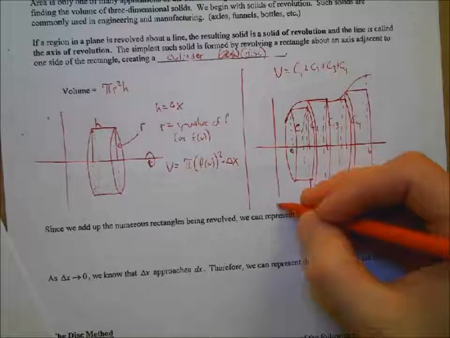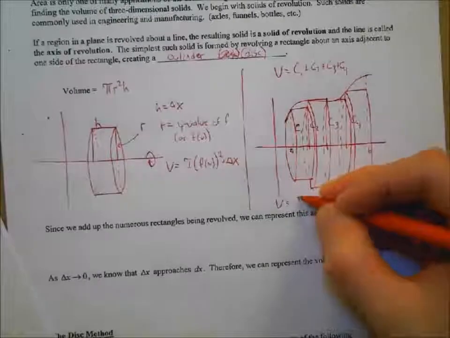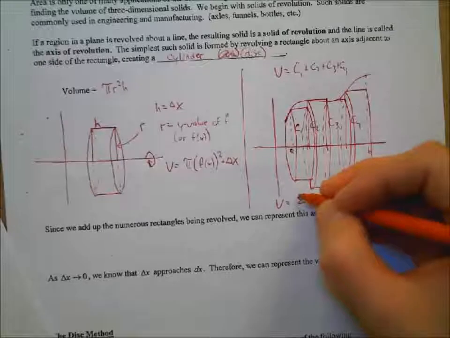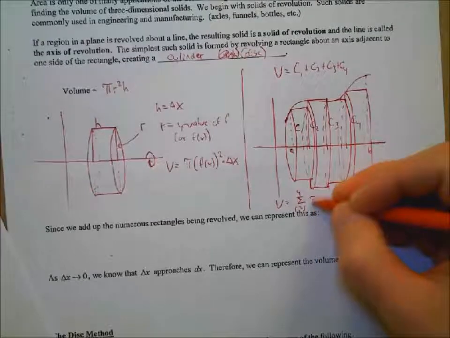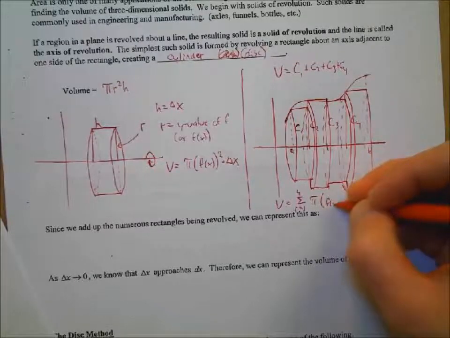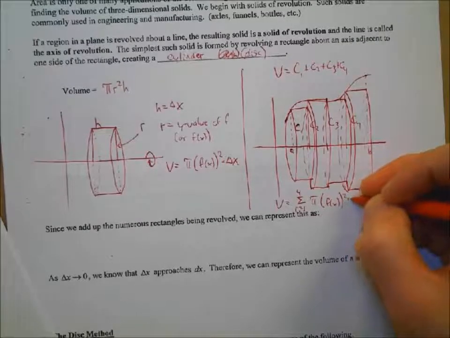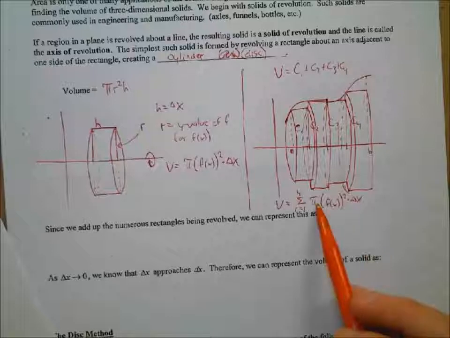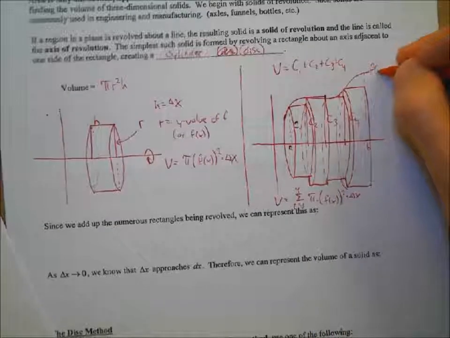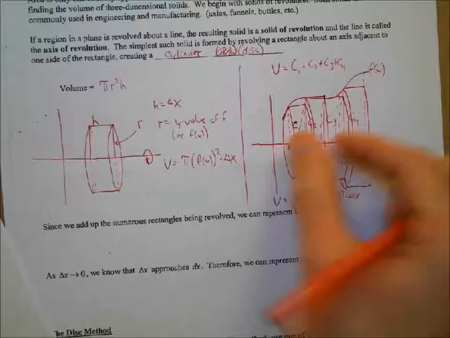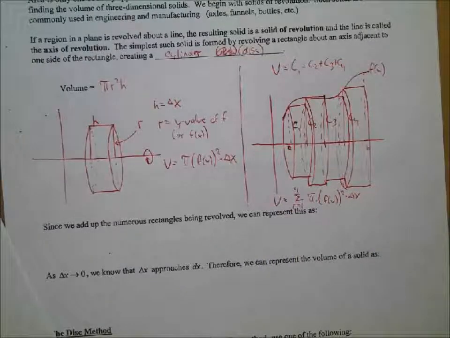Or in more fancy terms, we could say it's the sum, right? Sigma is for sum, from 1 to 4, of pi times f of x squared times delta x. Because again, it's pi r squared. Our radius is determined by the function here. And then delta x, the width of each one of those little rectangles, becomes the height of the cylinder when you rotate it.